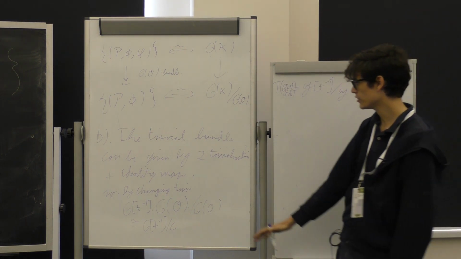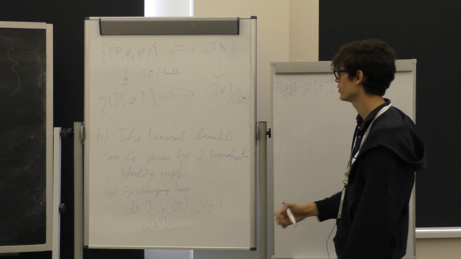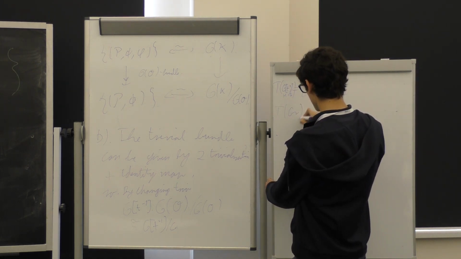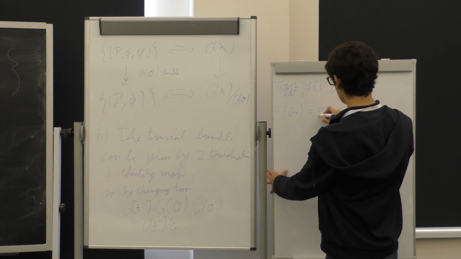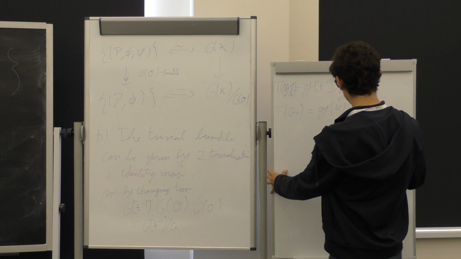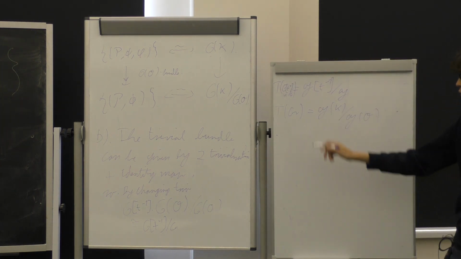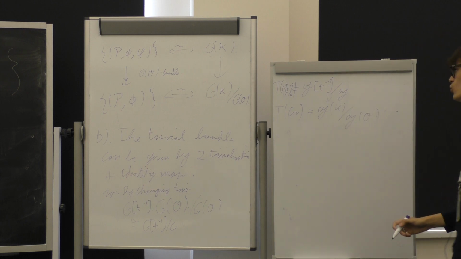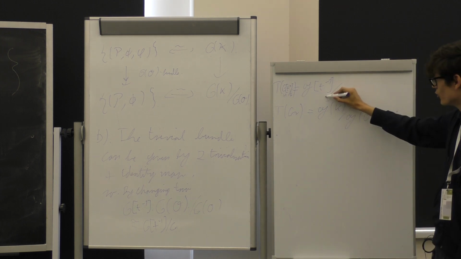And similarly, if we want to compute the tangent space of the affine Grassmannian at the identity, it's just given by G of K mod GO, and the inclusion gives here an obvious map, which further is obviously an isomorphism.